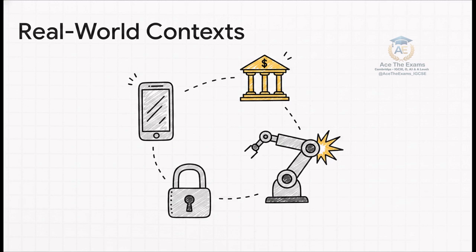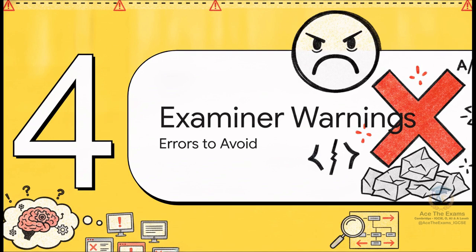If an automated robotic arm miscalculates its precise physical position due to a binary overflow error, that's not just a math mistake, that's a massive, dangerous physical problem. Linking your binary concepts to these specific, tangible scenarios helps you remember the why. It reminds you of the real-world consequences of these digital errors. And explaining those consequences is exactly what secures full marks. We are now entering Section 4, Principal Examiner Warnings.